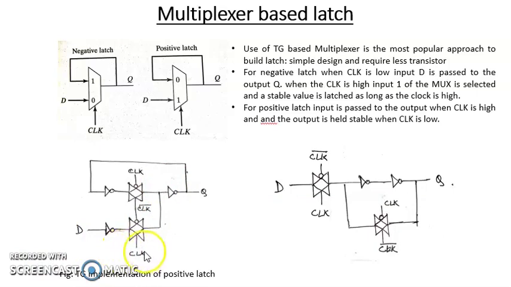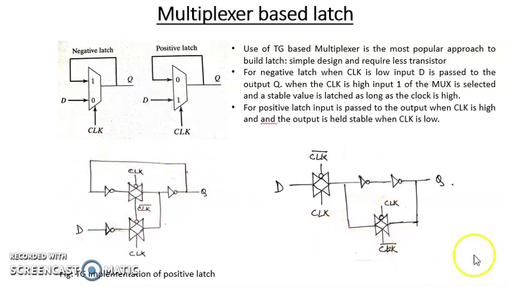When the clock signal is 0, the lower TG will remain in off mode, the upper TG will turn on to make this feedback loop close, and the value of D at the falling edge of the clock will be held stable at the output of this TG.